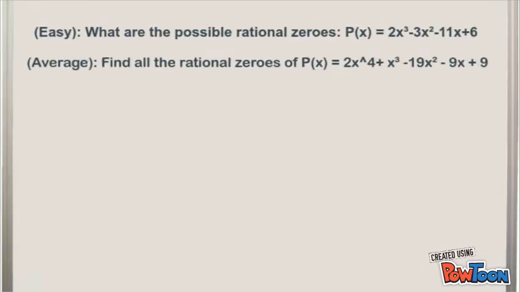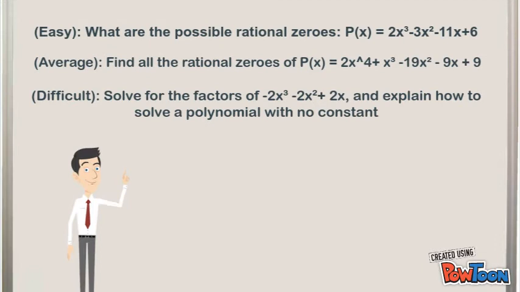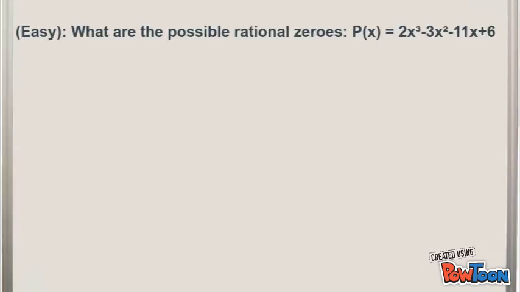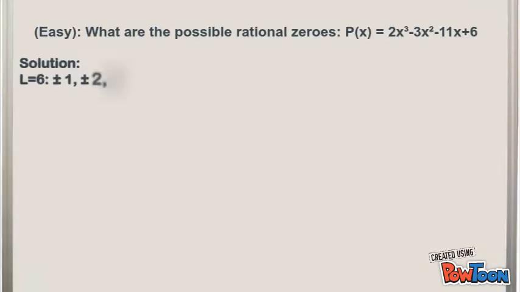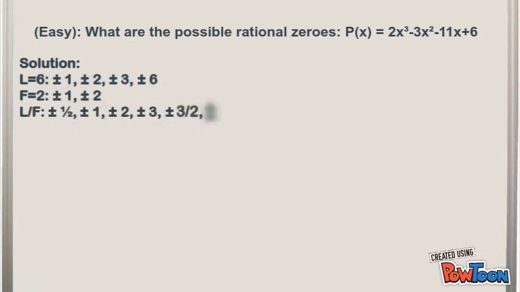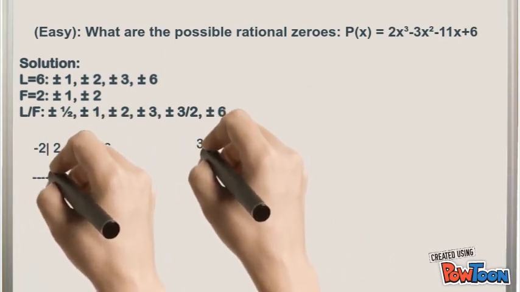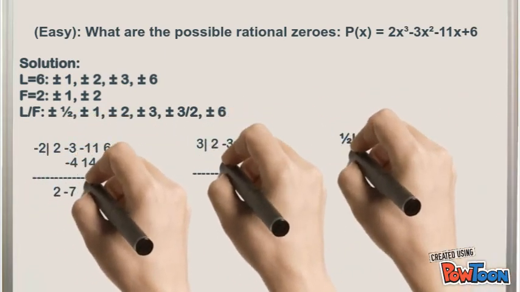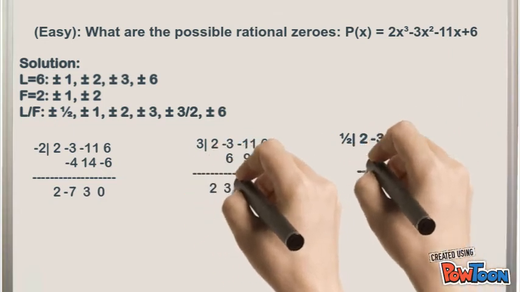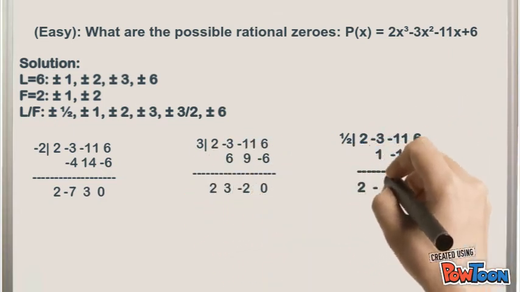Now these are 3 questions in 3 difficulties. Okay, for the easy question, what are the possible zeros of p(x) equals 2x cubed minus 3x squared minus 11x plus 6? For the solution, we must find L, f, and L over f. To get L over f, we must divide the last and first possible zeros.